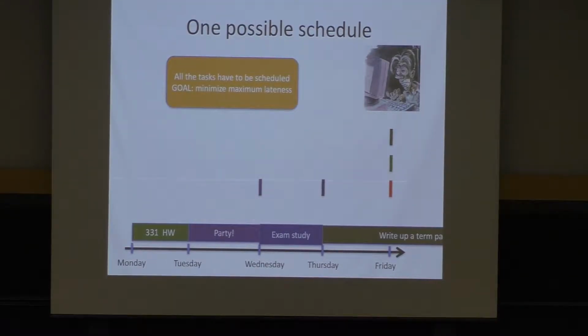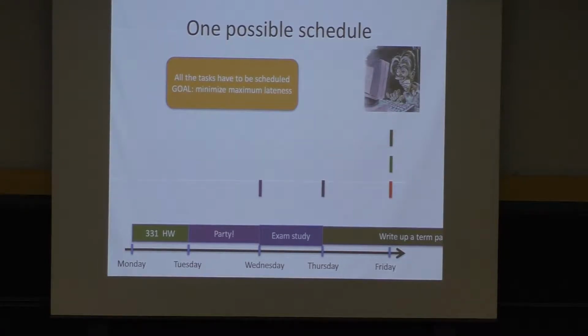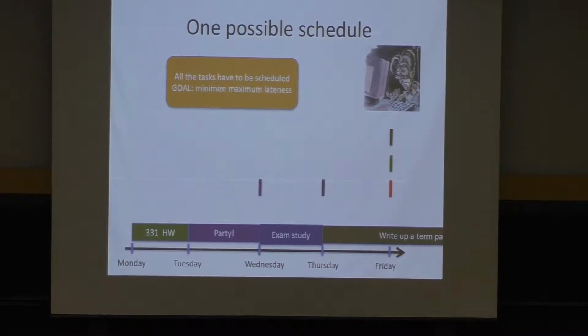I actually have removed the project from here just because it was too big. And let's say I have these 4 things now. And of course, I put in 331 homework first. But let's say the way you schedule is you do 331 homework, then party, then study for exam, and then write your term paper.